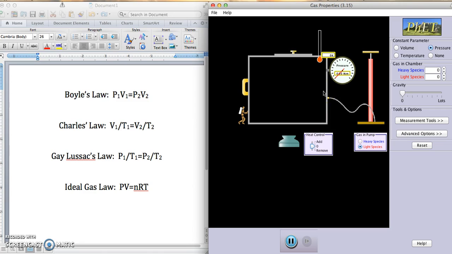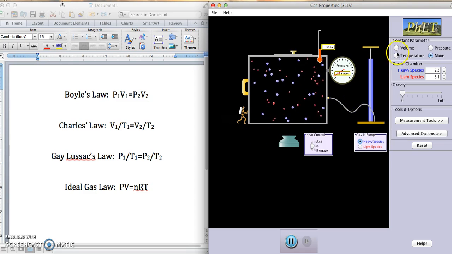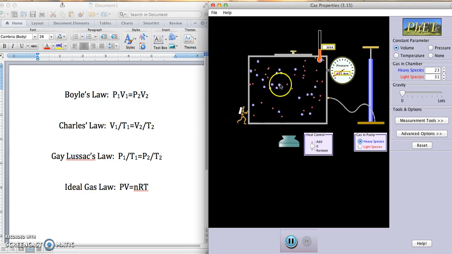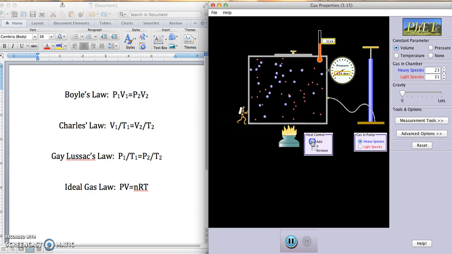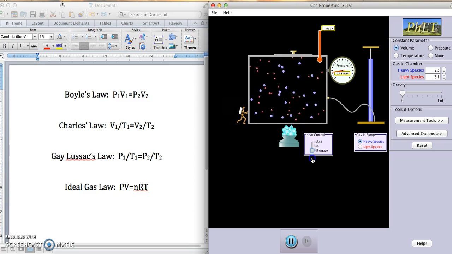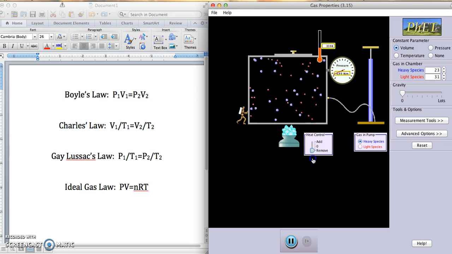That is Gay-Lussac's law, and that is P1 over T1 equals P2 over T2. Now I'm going to add some molecules to the system, and since the volume is not involved in this one, I'm going to keep that constant. As I add some heat to the system, an increase in heat, you see an increase in pressure, as you can see on the gauge. When I remove some heat and cool the system, you can see the pressure is relieved and begins to decrease.